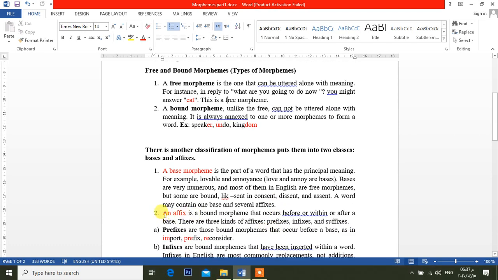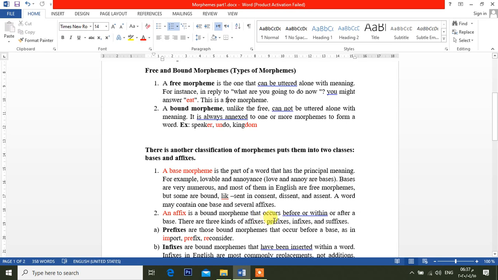Let's take the second classification, an affix. What's the meaning of an affix? An affix is a bound morpheme, so it is not a free morpheme. It's a bound morpheme that occurs before, within, or after a base. Be careful: before, within, or after a base. There are three kinds of affixes.